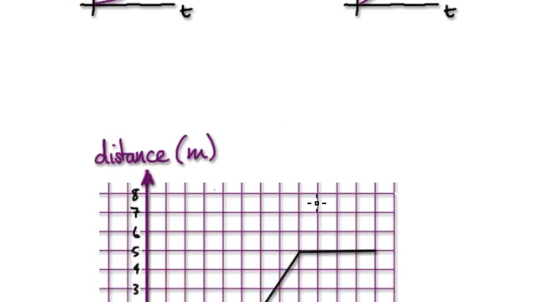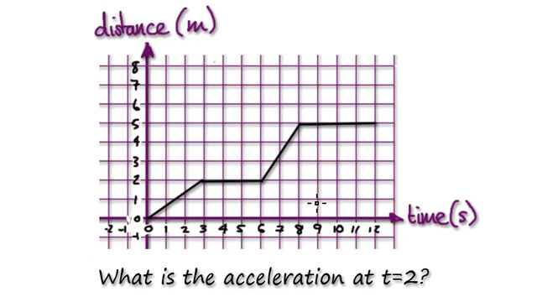Here's a tough question. Given this random graph here, what is the acceleration at time equals 2? So what is the acceleration right here?